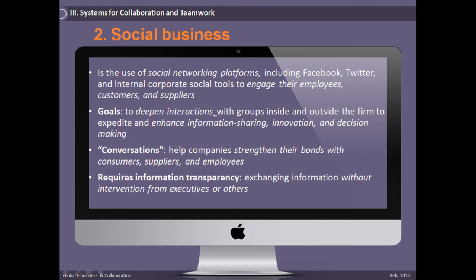The second part is social business. The term social business means the use of social networking platforms, including Facebook, Twitter, or internal corporate social tools, to engage employees, customers, or suppliers. It is used to deepen interactions with groups inside and outside the firm to expedite or enhance information sharing, innovation, and decision making. We have something called conversations to help companies strengthen their bonds with consumers, suppliers, and employees.